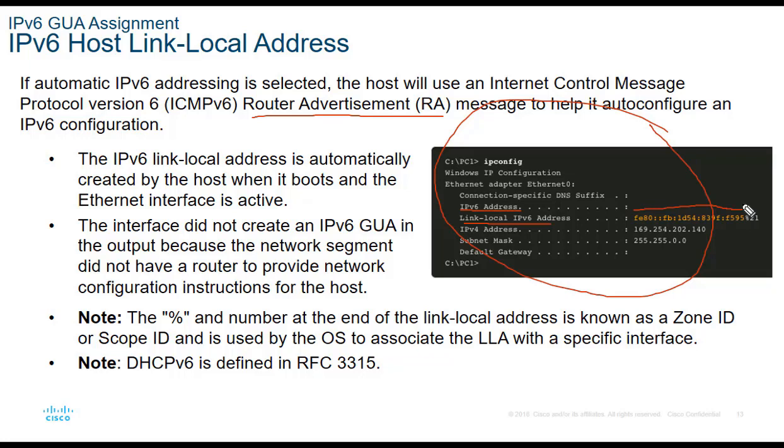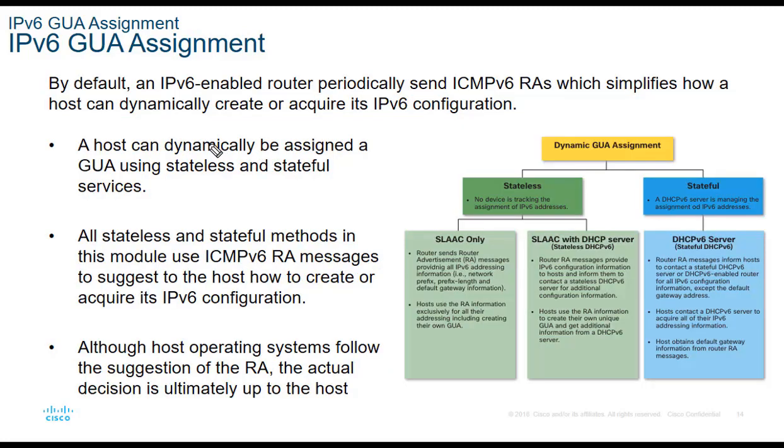Every time you enable a host device to obtain an IPv6 address automatically, by default, when you boot up the device, it generates its own link local IPv6 address, as long as it can determine that the network interface card or the Ethernet connection is active. However, if there is no router configured to lease out IPv6 addresses, it will not pick up a global unicast address, but it can automatically generate its own link local address. That's the main key point I want you to take at this stage. Do note that host operating systems will at times show a link local address appended with a percentage symbol and a number. Can you see that here? It can be assigned dynamically using stateless and stateful services.